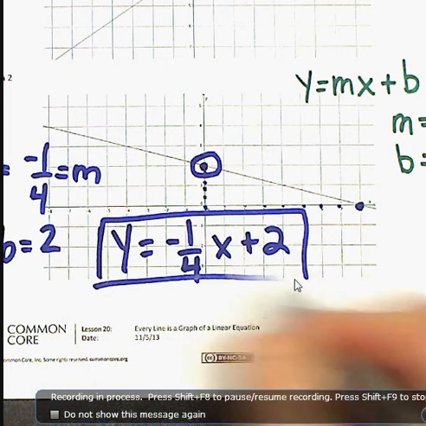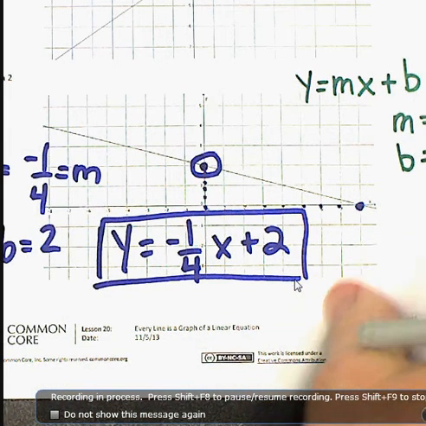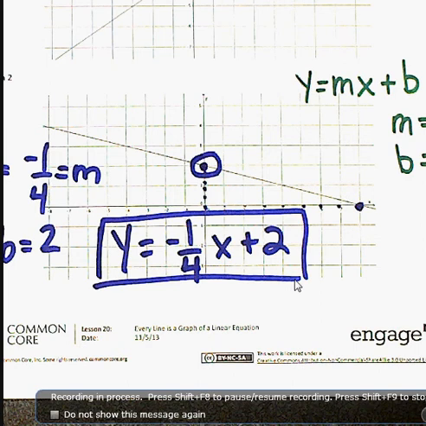There's your equation. All right, your homework is to finish the rest of the questions in this packet. All I want you to do is find the equation of a line. I believe there are 6 more questions. Find the equation of a line using the method I just showed you. Okay?